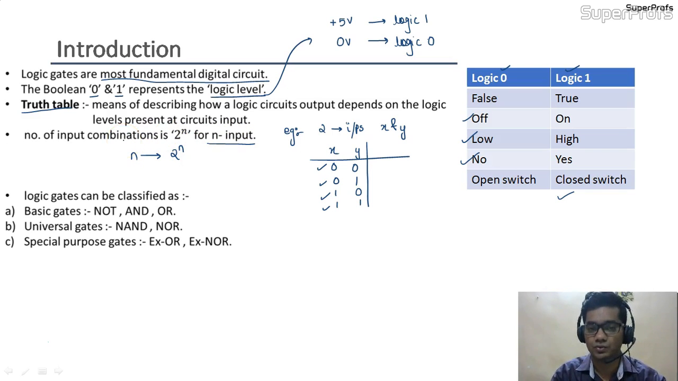So if we keep n equal to 3, the combinations that we are getting, students, would be 2 raised to power 3, that is 8 combinations. When we discuss the full adder, we will see how many combinations are possible.